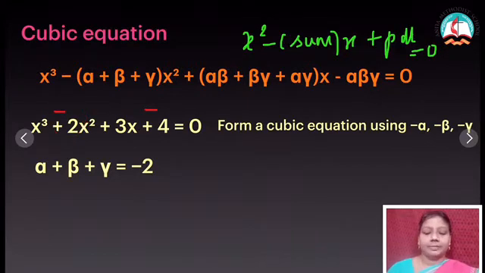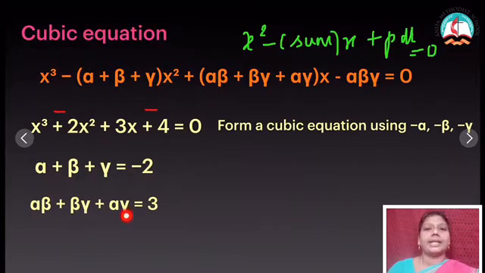Okay, now we are going to take the next one. What is the next one? Alpha beta plus beta gamma plus alpha gamma. That is plus only, therefore we can take it as 3. And then the next one, I am having minus, therefore alpha beta gamma is equal to minus 4. These are all the things I am identifying from the given equation.